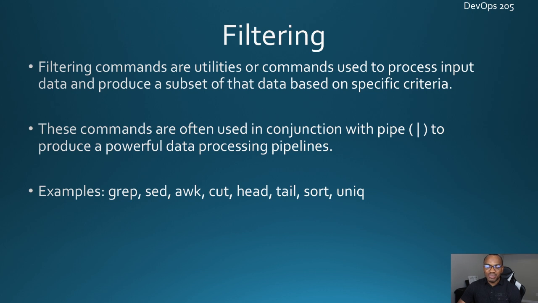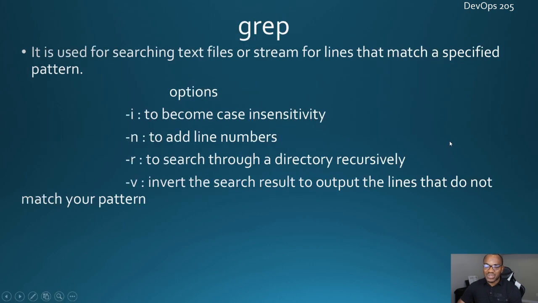Examples of such commands include grep, sed, awk, cut, head, tail, sort, uniq. And let's see those commands one after the other. One is grep. Grep is used to search for a pattern in a file. If there is a word or multiple words that I want to search for in a file, I want to locate exactly where it is, I can just use grep to do that.